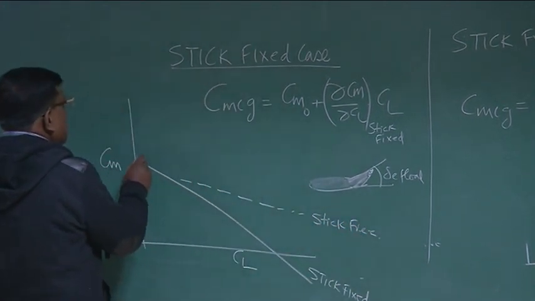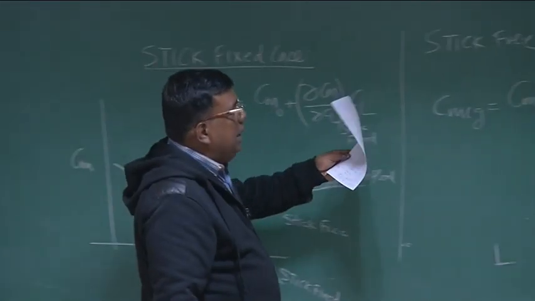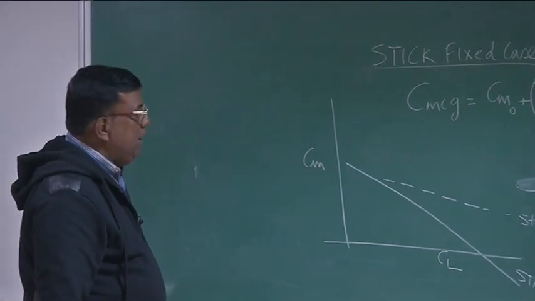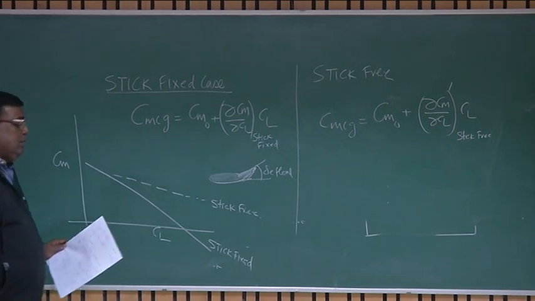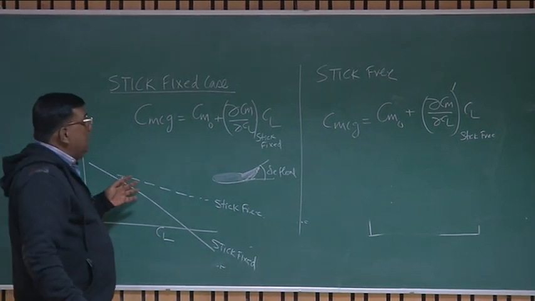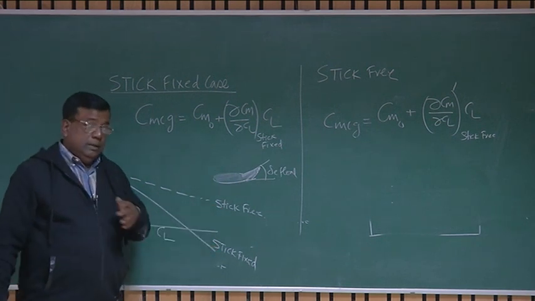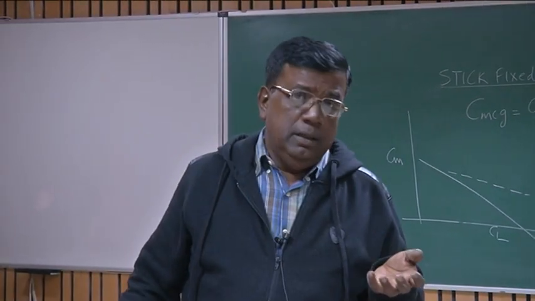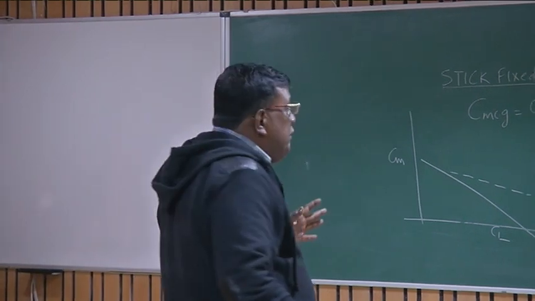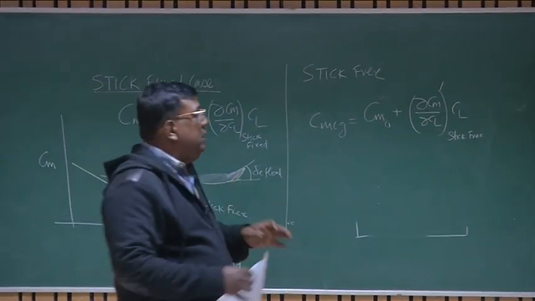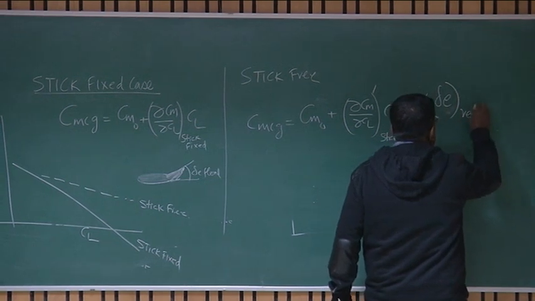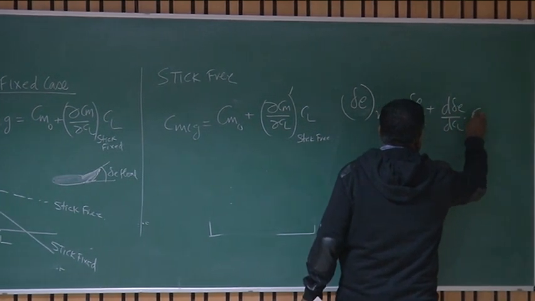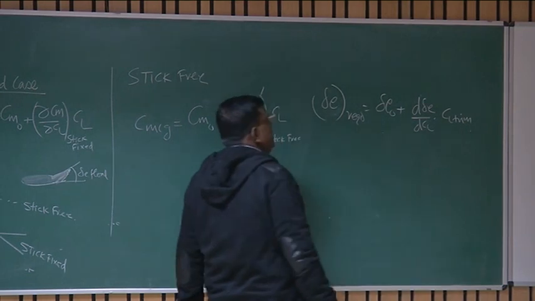So if I am modeling the stick-free case, it will be something like this. And that is why I did not join them at CM naught, because I have removed CM naught prime. It will unnecessarily create confusion. It doesn't make much of a difference, but yes, there will be a slight difference. But at this point, please understand, we are not saying that the pilot will be flying stick-free or stick-fixed. This is for our modeling. We do stick-free to ensure that I can model stick force with the speed or CL. As far as the pilot is concerned, there is a fixed delta E required, which is given by delta E naught plus d delta E by dCL into CL trim. That is the delta required.